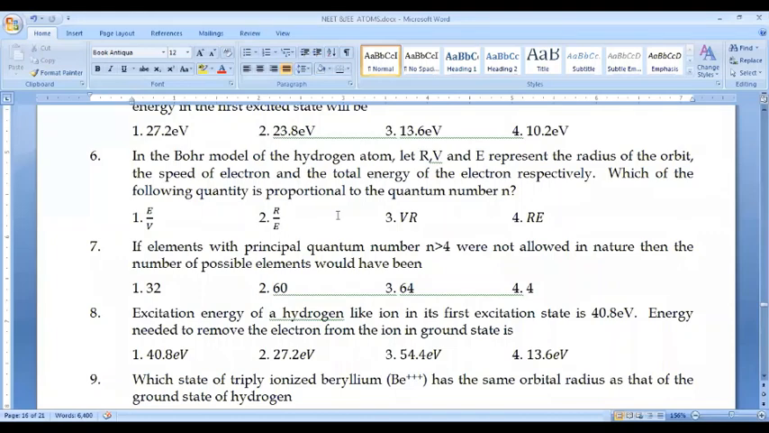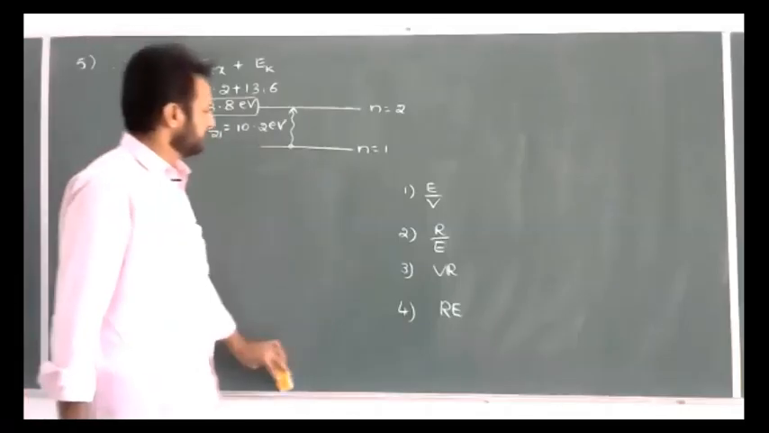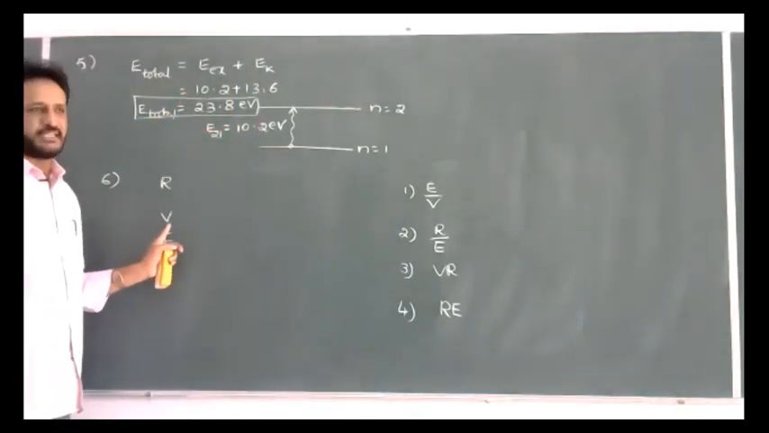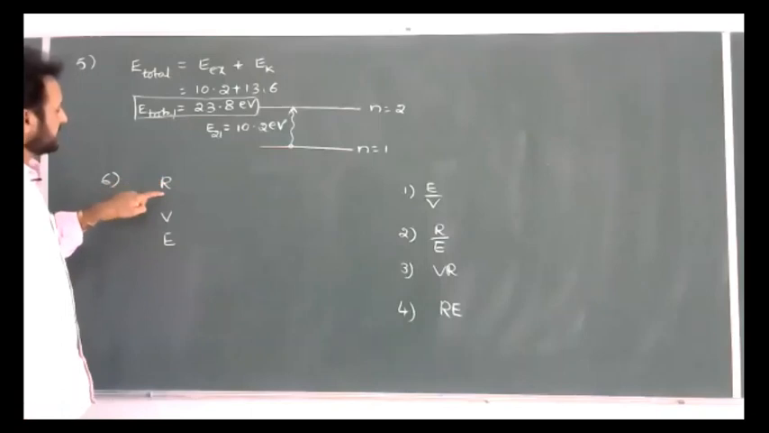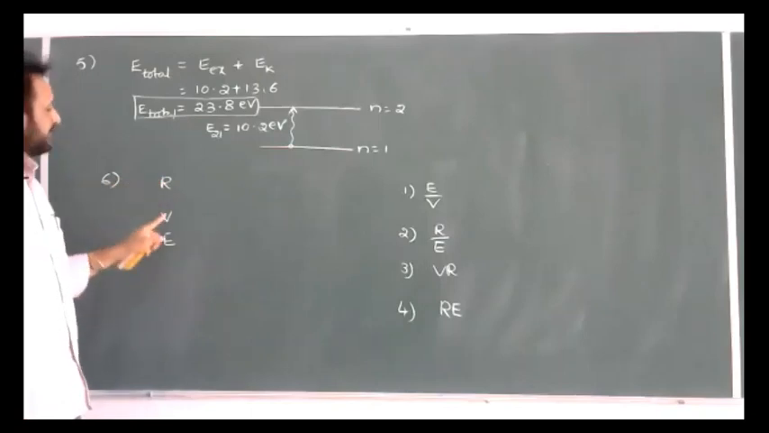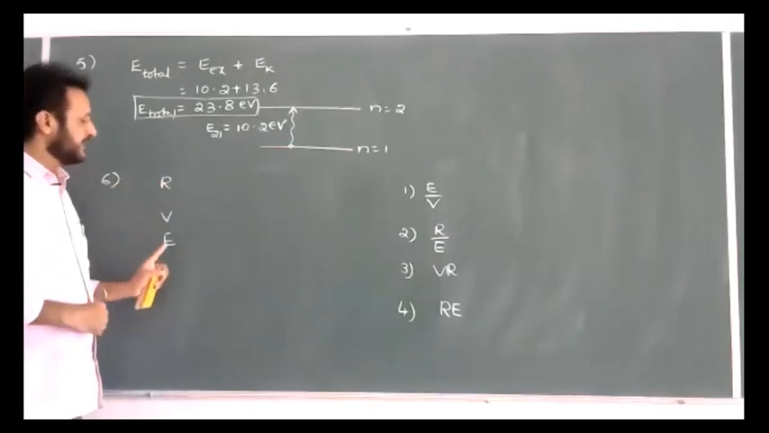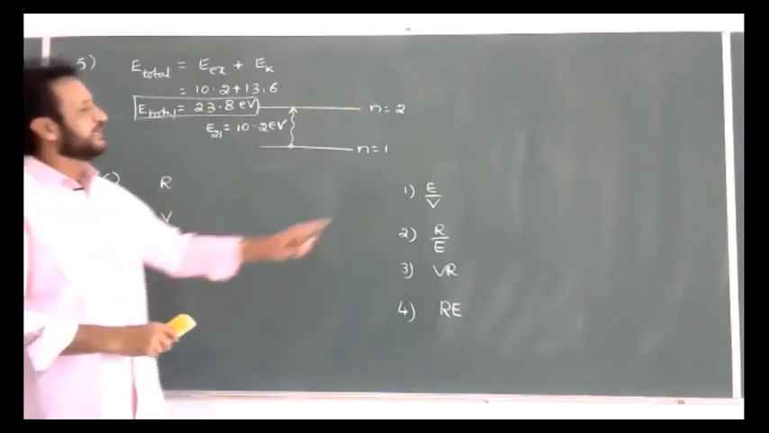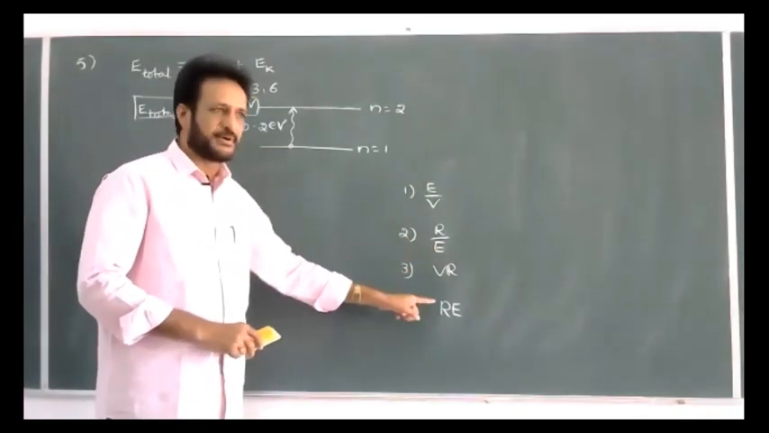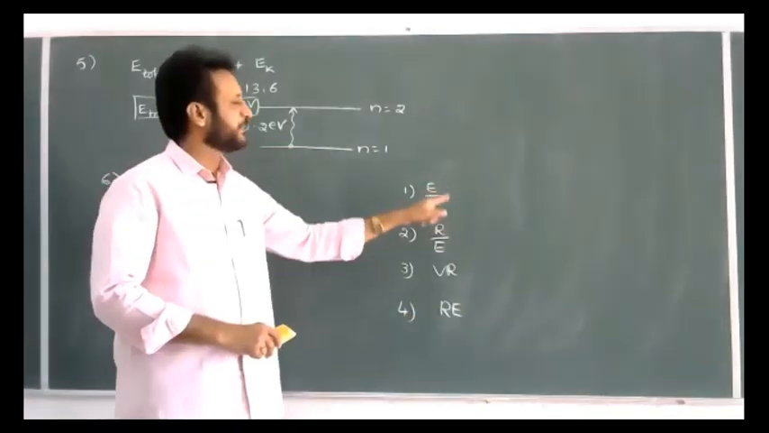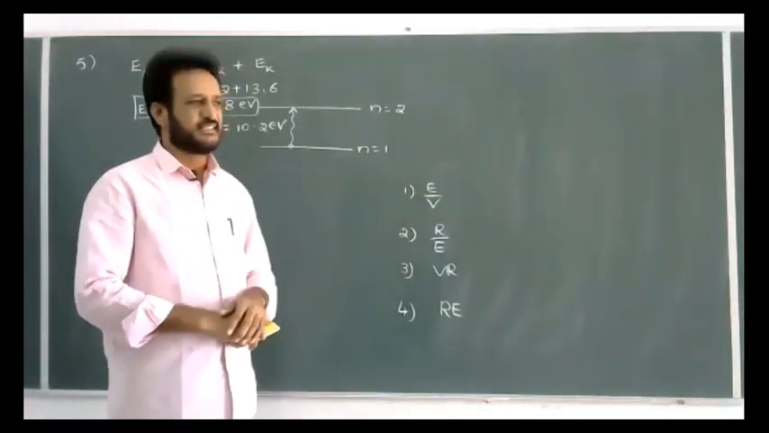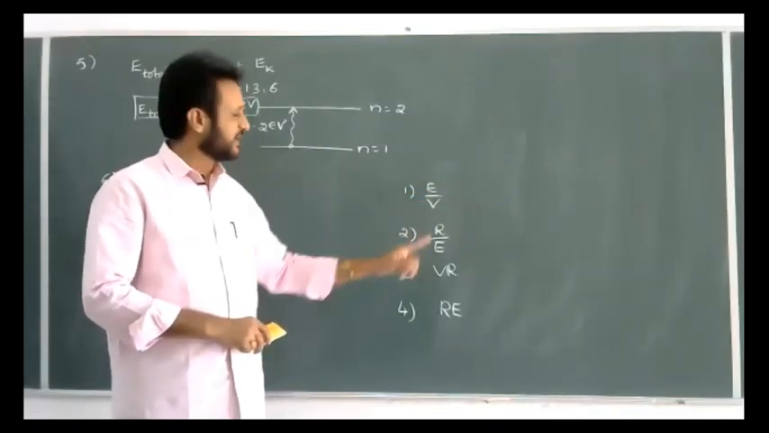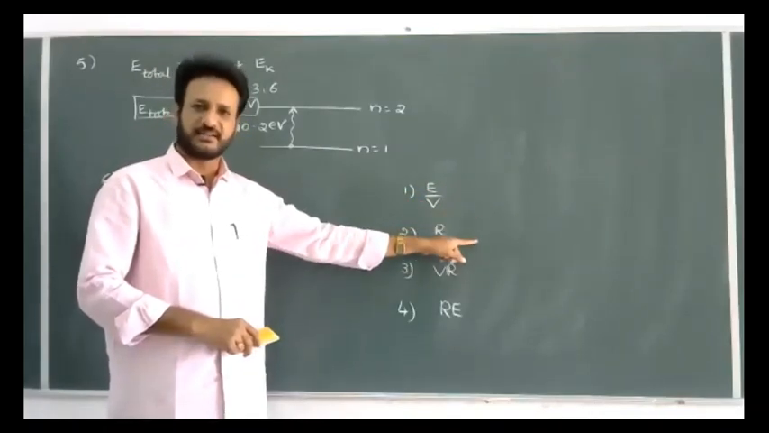Now we'll go for explanation and solution. Check the given. In Bohr's model of hydrogen atom, if R represents the radius, V represents the speed and E represents energy, then what is the relation? Which of the following quantities is directly proportional to the quantum number n? Is E by V proportional to n, correct or not, you have to check. Or R by E proportional to n, correct or not, you have to check.